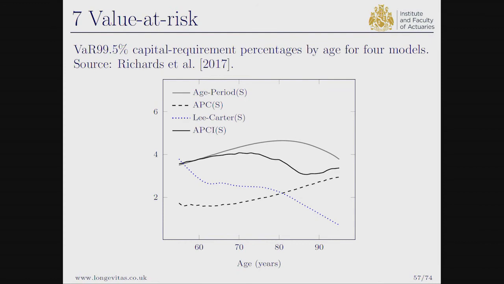What we've got here is an almost final slide of the value at risk percentages for a variety of ages for the four models. And we can see the four different models, despite having relationships between them, paint very, very different pictures as to what the value at risk capital should be at each age. And for me, this is a reminder of why it's important to look at the outputs from many models when you're exercising your expert judgment.